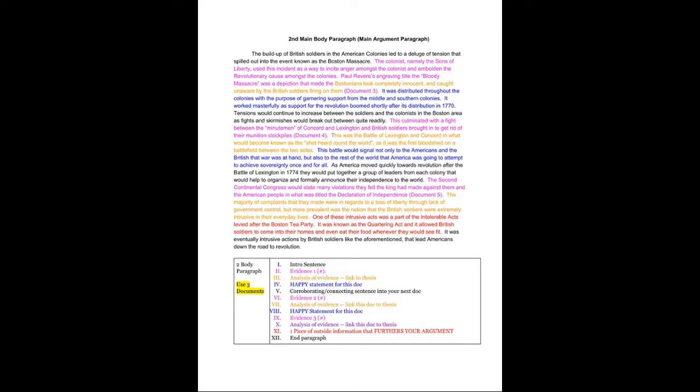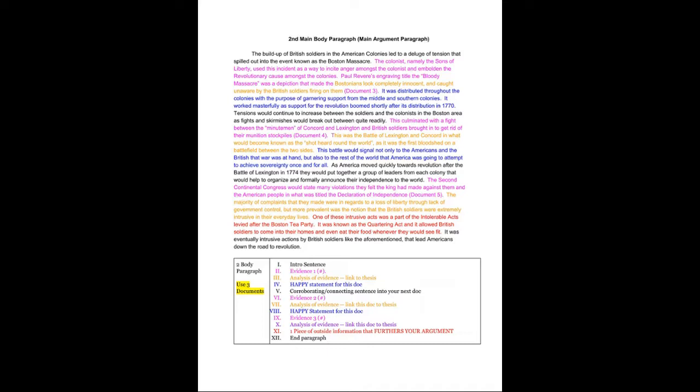All right, guys. So I led off again just with this transition sentence. The buildup of British soldiers in the American colonies led to a deluge of tension that spilled out into the event known as the Boston Massacre. So I'm leading into my first document, the Boston Massacre here. The colonists, namely the Sons of Liberty, used this incident in a way to incite anger amongst the colonists and embolden the revolutionary cause amongst the colonies.